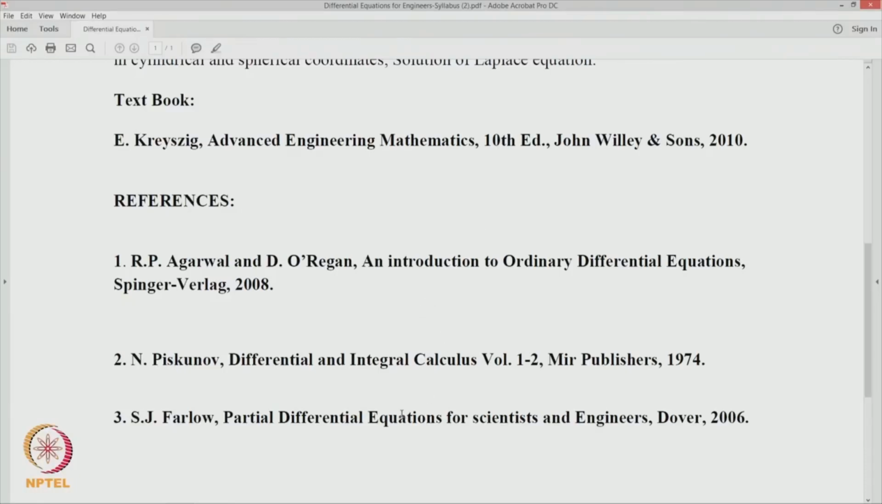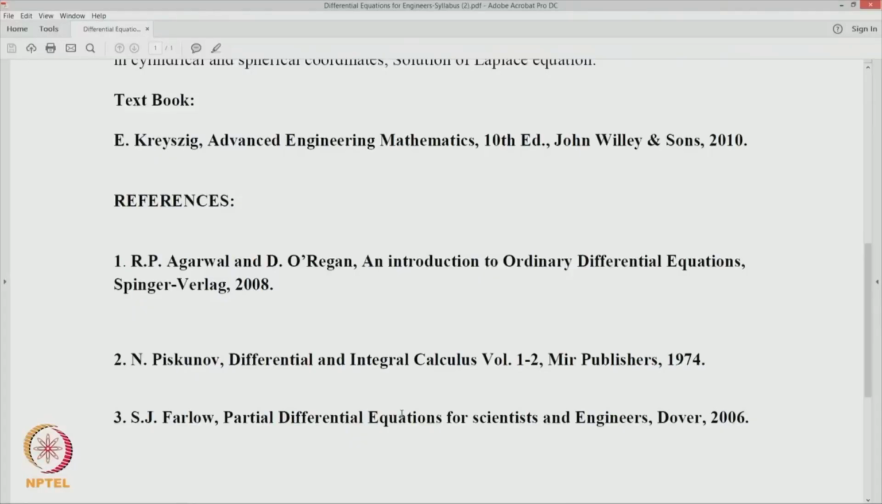Or there is a book called Mathematical Methods for Scientists and Engineers by Tang. You have 3 volumes. I think in the third volume you can find partial differential equations, which I have not shown here. There are many books you can go through, and most of the contents will be available in those books.